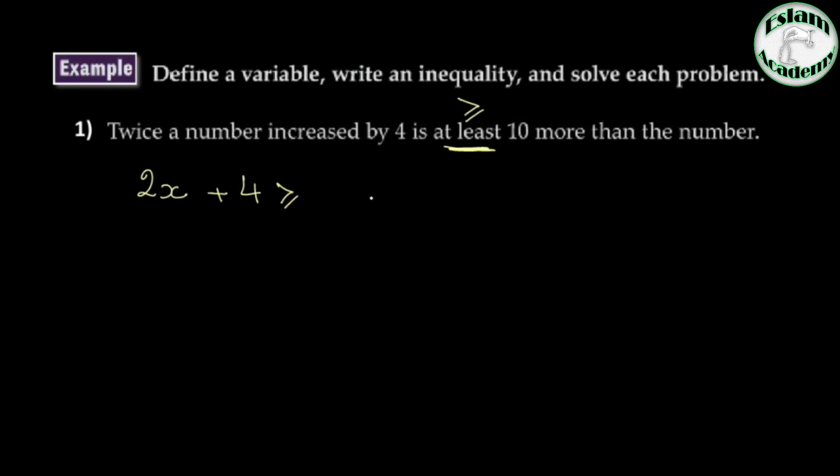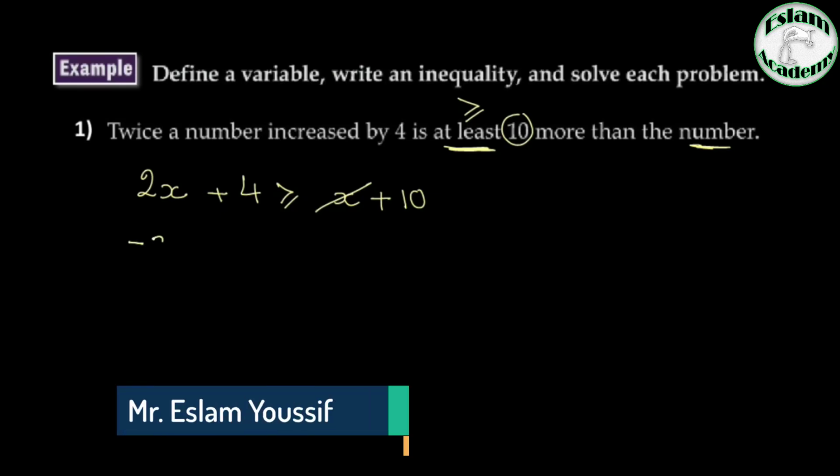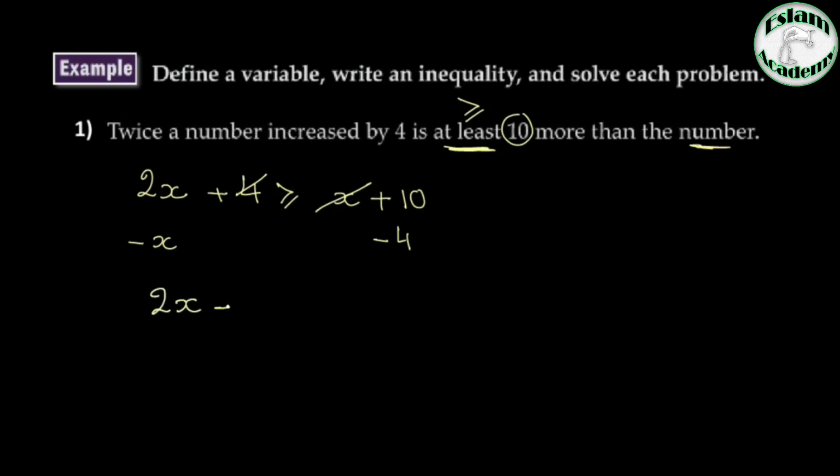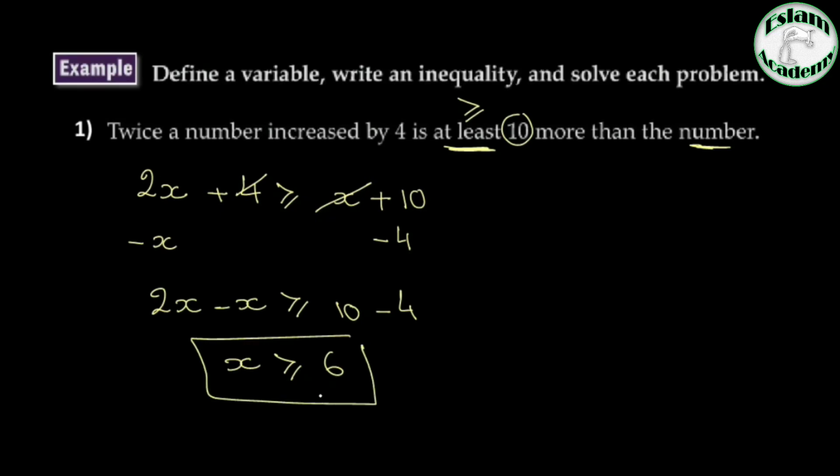As we said before, more than means plus, and the expression which is before more than will be written after the plus sign. The expression which is after more than will be written before the plus sign. We have one variable and one number on each side. So we'll collect all of the variables on the same side by subtracting x, and collect all of the numbers on the other side by subtracting 4. So the inequality now is 2x minus x is more than or equal to 10 minus 4. So x is more than or equal to 6. So the solution now will be x is more than or equal to 6.